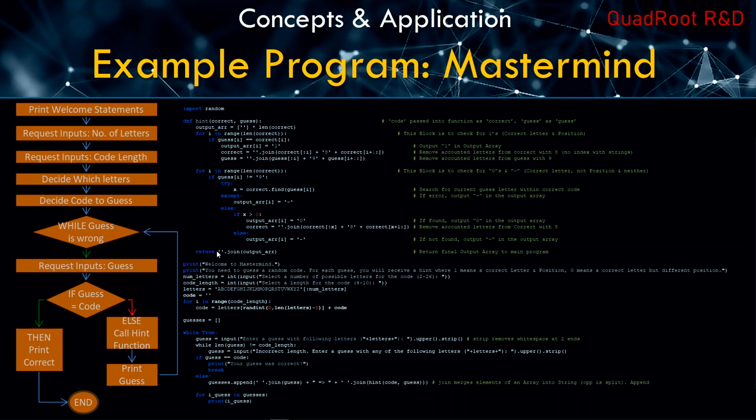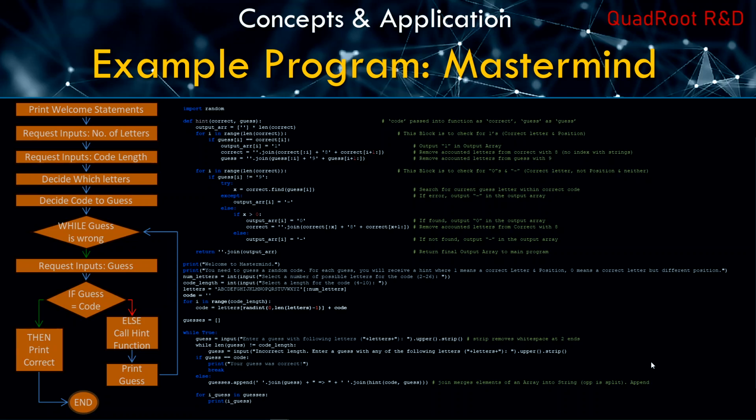And then we return the output array, but we join it before that without any spaces. So now the output array includes ones, zeros, or dashes. And then that output array gets returned over here and gets joined with spaces to the guesses array, which ultimately gets printed out here. So it'll keep printing out the older guesses as well as the latest guess until you've got it right.